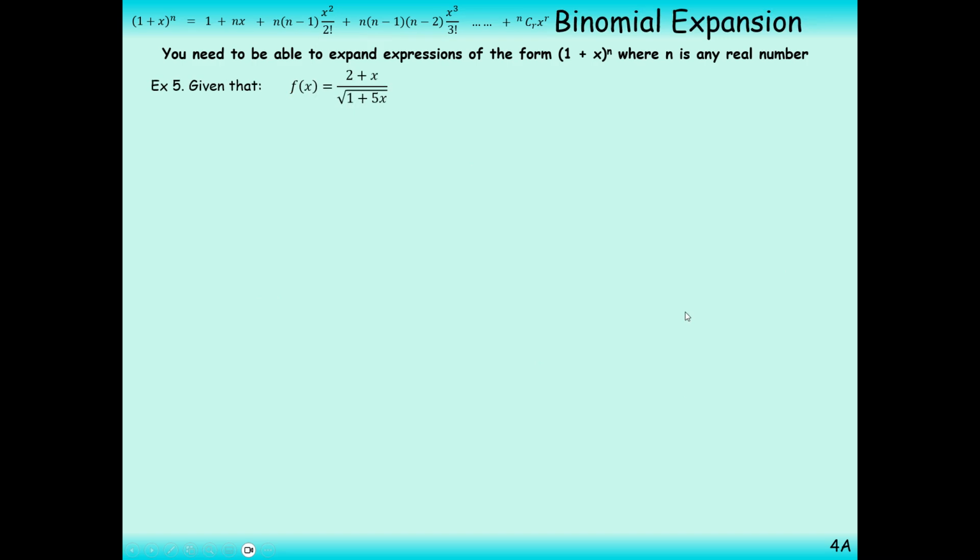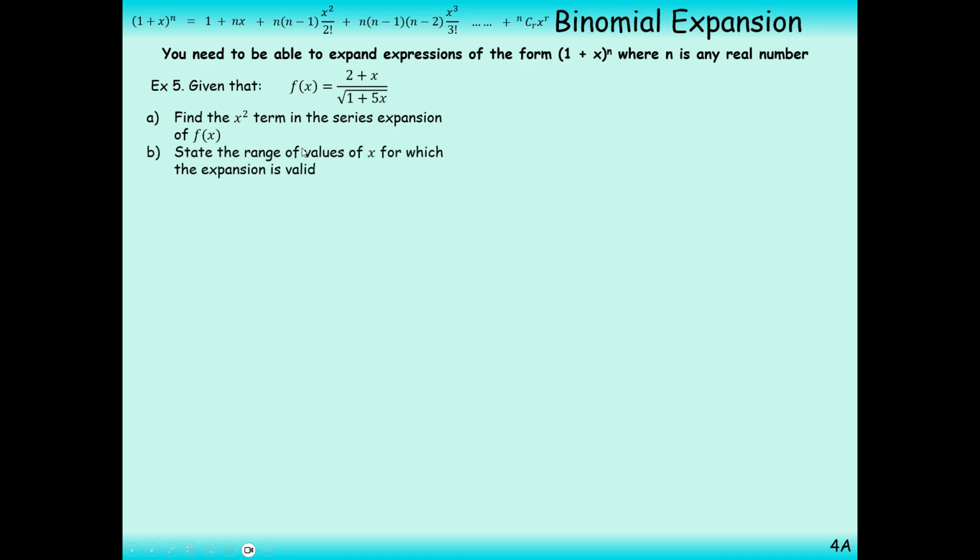Alright, so in this next example, we've been told that f of x has this format. It's a fraction, with 2 plus x in the numerator, and a square root of 1 plus 5x in the denominator. We've been asked just to figure out the coefficient of x squared in this expansion, and in part B we state the range of values for x which will give us a valid answer. So how do we deal with this problem?